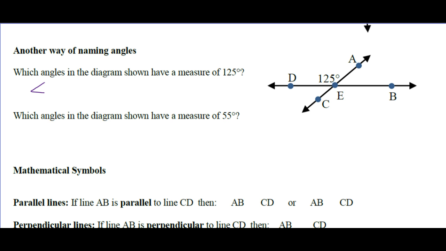AED. Let's start with AED. Yeah. Okay? Because it's labeled, right? You can actually see, hey, there's the 125. So it's the angle with the AED.